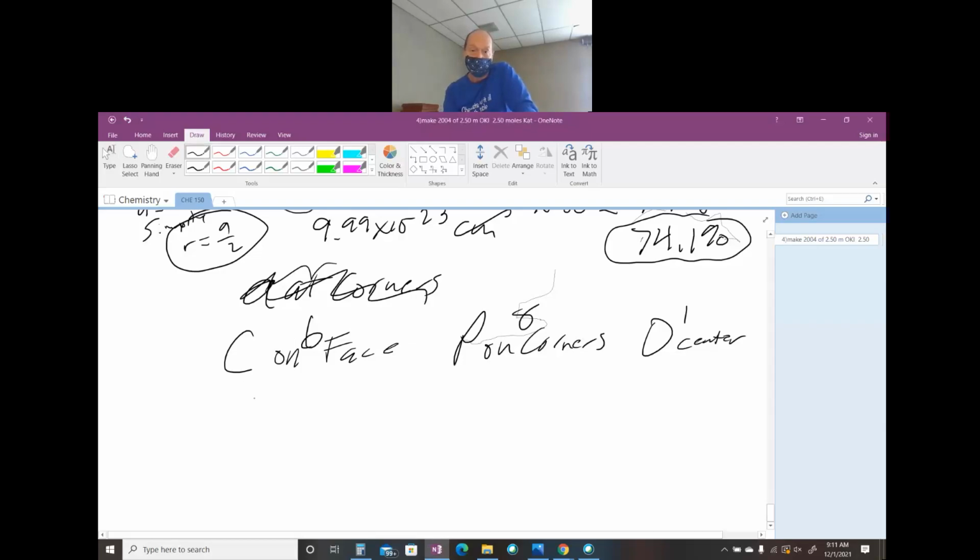How many C's are in the cube? 3. How many P's are in the cube? 1. How many O's are in the cube? 1. What is the formula? Say it.